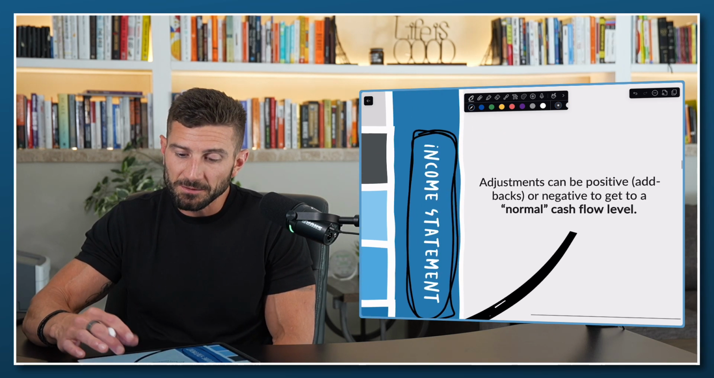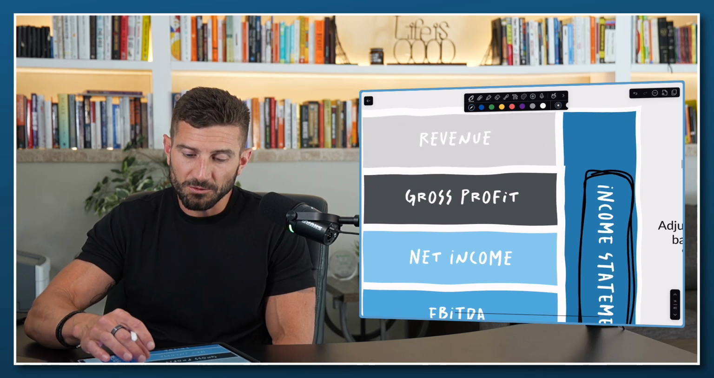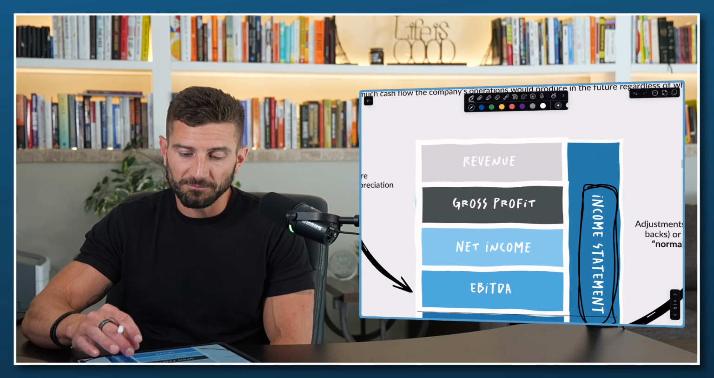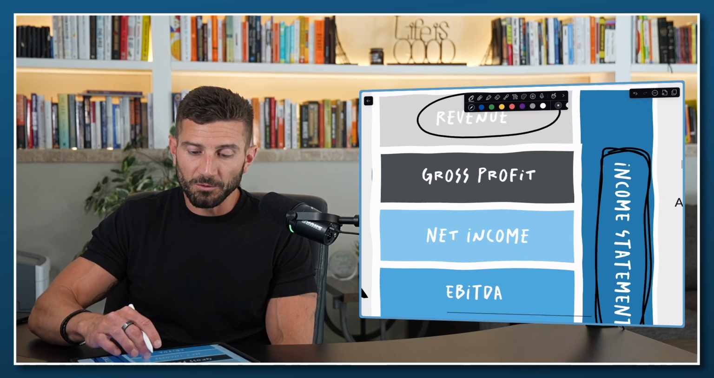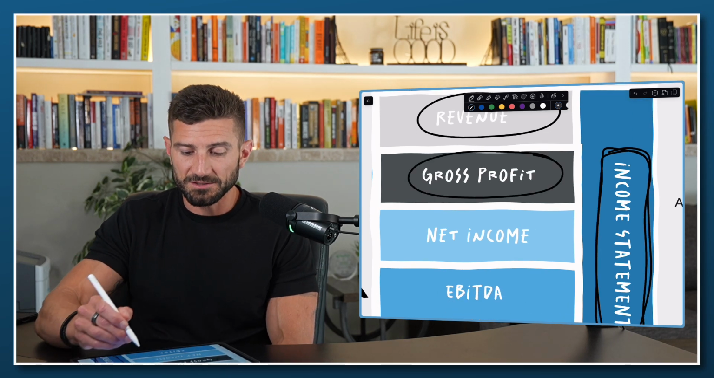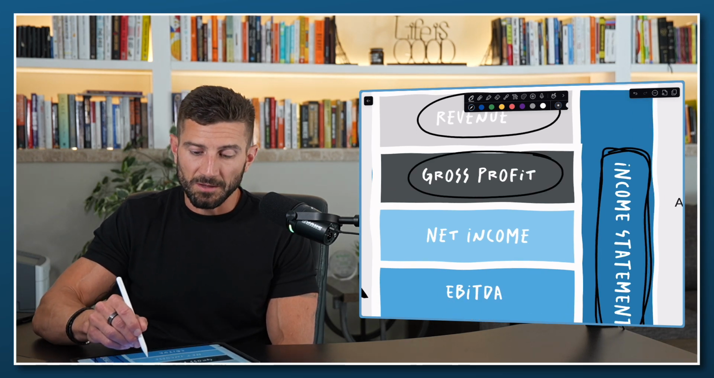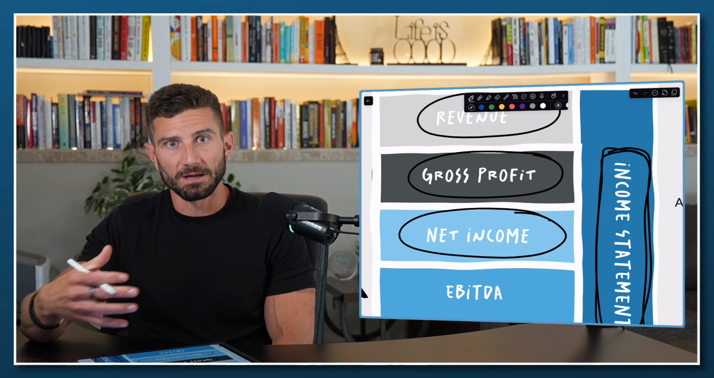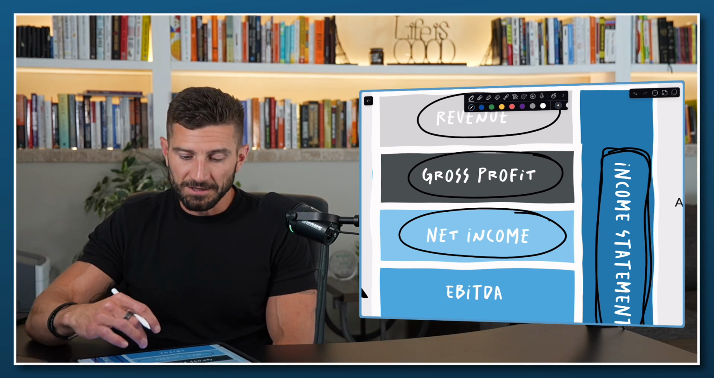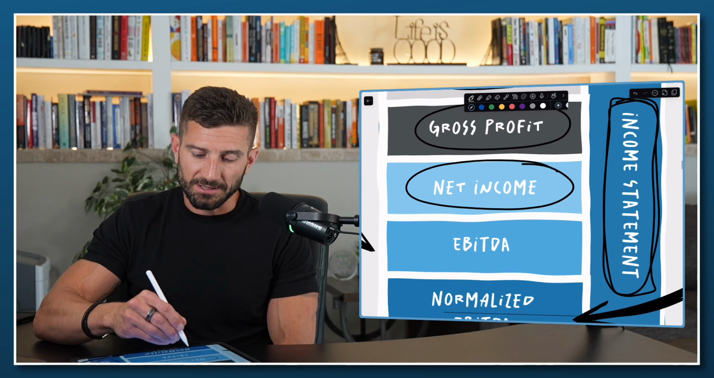And it starts with the income statement. Well, before I go to that, so when we look at the income statement, where does it come from? Well, it starts with revenue. Then we have gross profit after our cost of goods sold. Then we have net income after SG&A, overhead, OPEX, whatever you want to call it. And then we get to this EBITDA.